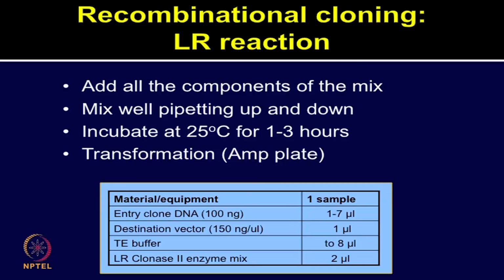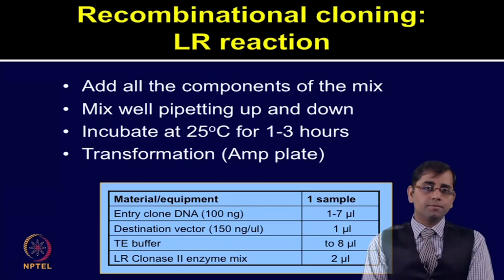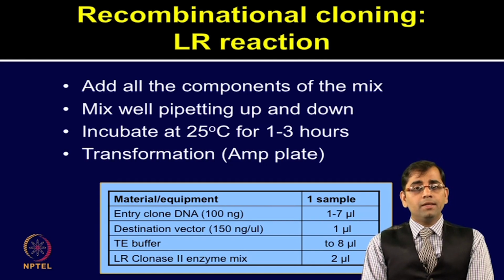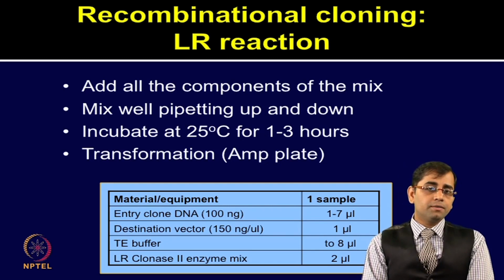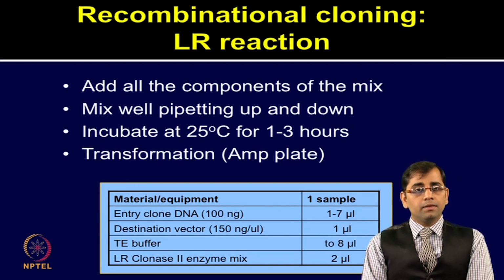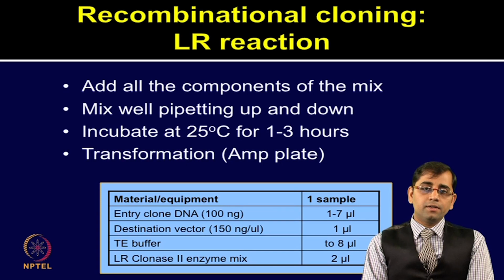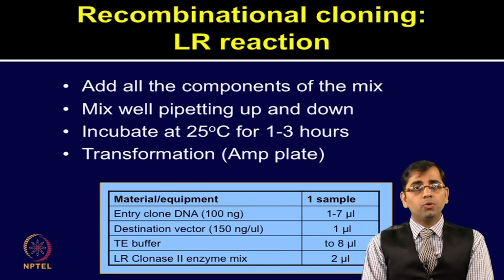Let us now discuss the recipe for LR reaction. To perform the LR experiment, one needs to take the entry clone DNA obtained from the BP reaction. Around 100 nanogram is ideally required. Then you need a destination vector, which is a vector of your choice, 150 nanogram per microliter concentration. You also need TE buffer and LR clonase 2 enzyme mix.